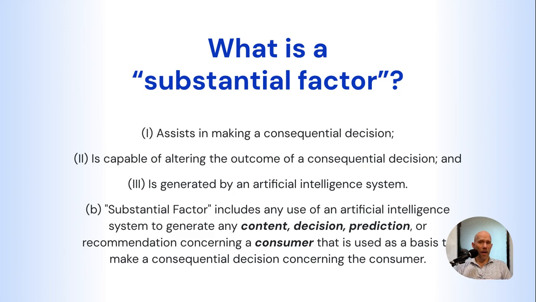So, what is a substantial factor? That's a good question. The law does define it. Some key things to focus on are that it includes any use of an AI system to generate any content, decision, prediction, or recommendation concerning a consumer that's used as a basis for making a consequential decision. So we'll talk about those definitions in a little bit, but it includes any use of AI to generate any content, decision, prediction, or recommendation concerning a consumer. So that's a pretty broad scope for this law.